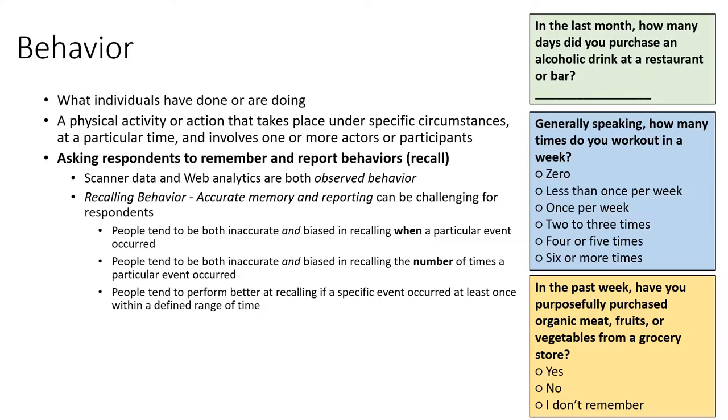Finally, in the past week, have you purposely purchased organic meat, fruits, or vegetables from a grocery store? Yes, no, I don't remember. This last example is designed to make the recollection effort relatively easy. We're only looking back a week. We're asking people not how many times or what they bought. We're simply asking them to recall the behavior.